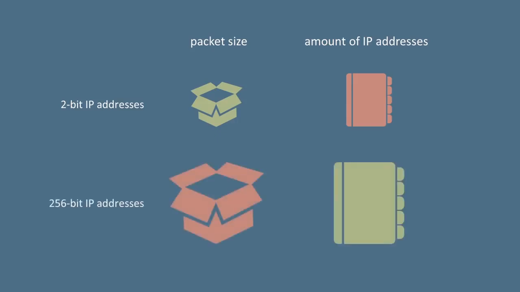If on the other hand we choose to have lots of bits to encode an IP address, we'll have lots of IP addresses to hand out, but we'll also have huge packets, which increases the communication overhead. So as you can see, there's a bit of a trade-off going on here. You can either have small packets or lots of IP addresses.